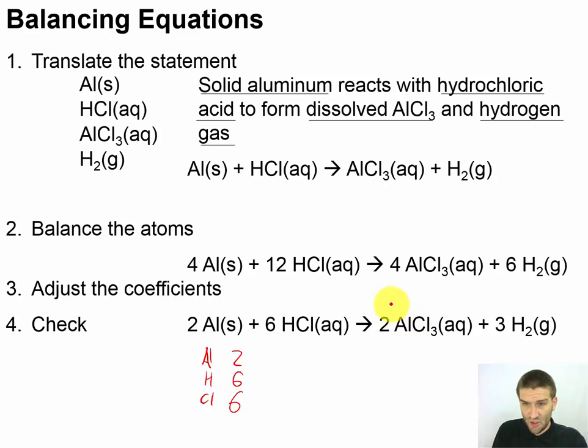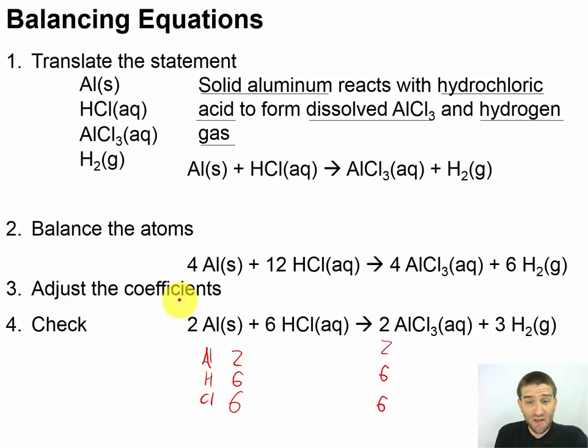Over here, I've got 1 aluminum times 2, so that'll be 2. I've got 3 chlorines times 2, so that'll be 6. And I have 3 times 2, giving me 6 for that. These numbers are all the same, and so it is balanced.